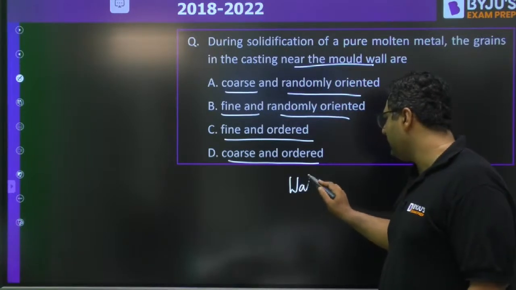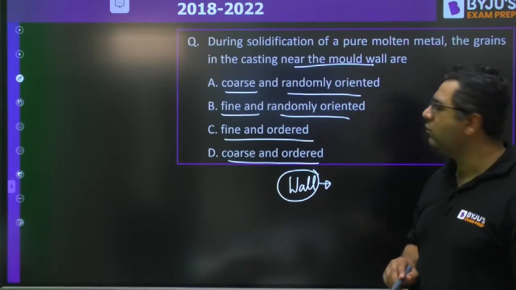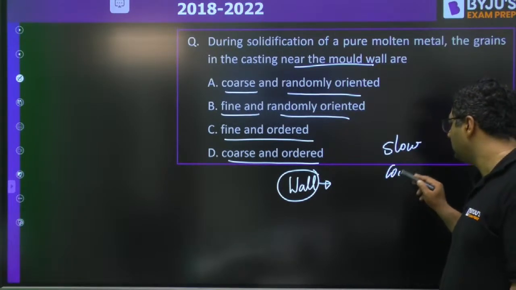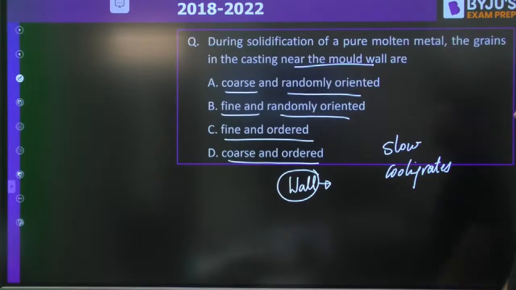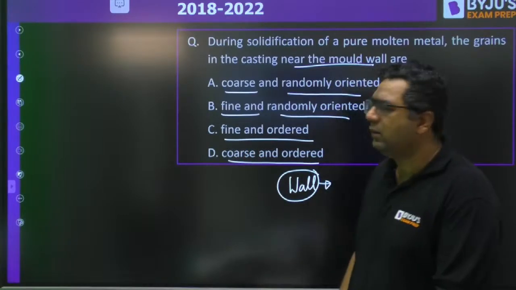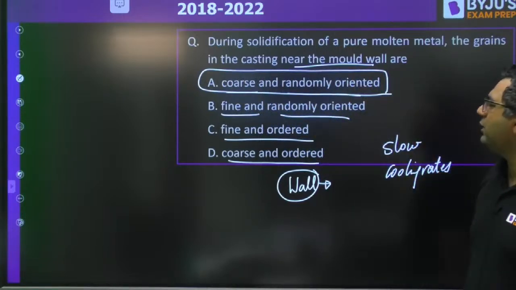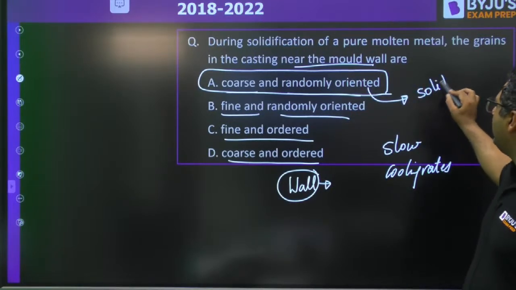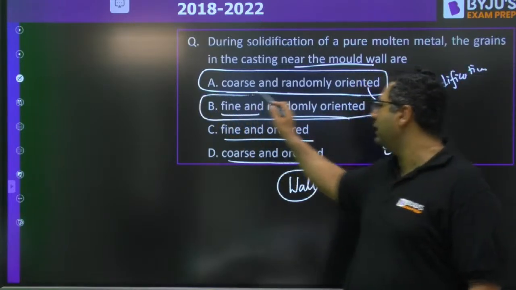So you must be aware that if you are talking about near the mould walls, there you would be having the slow cooling rates. And because solidification fronts are coming from all around, shall it be fine or coarse? It is always randomly oriented whenever we are going to have solidification. During solidification, we have random only. So either it is A or B, depending on the cooling rates.